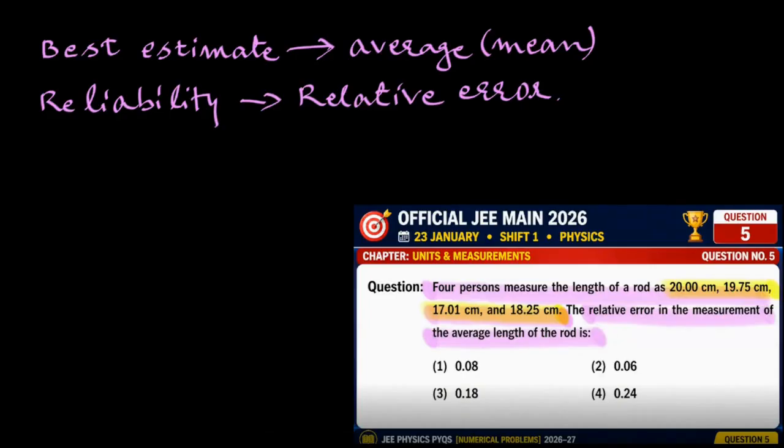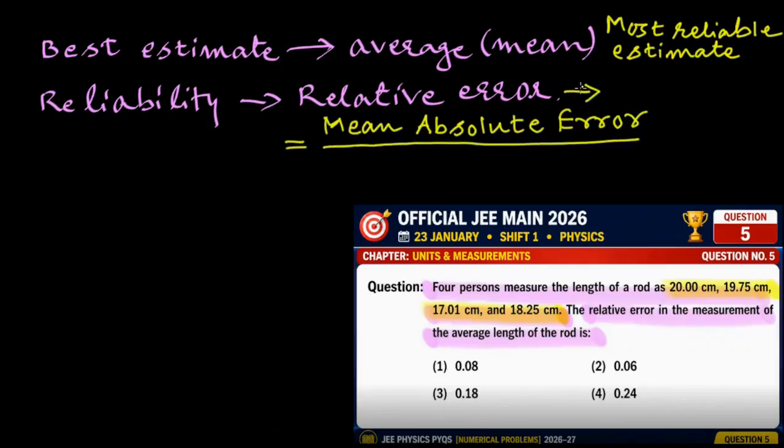The physical principle used here is that repeated observations reduce random error. Average gives the most reliable estimate, and relative error is obtained from mean absolute error upon the mean value. So average tells us the best value, while relative error tells us how trustworthy that value is. Now let's solve it exactly the way JEE expects.